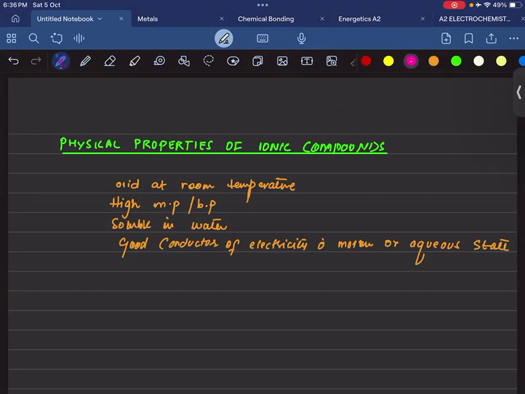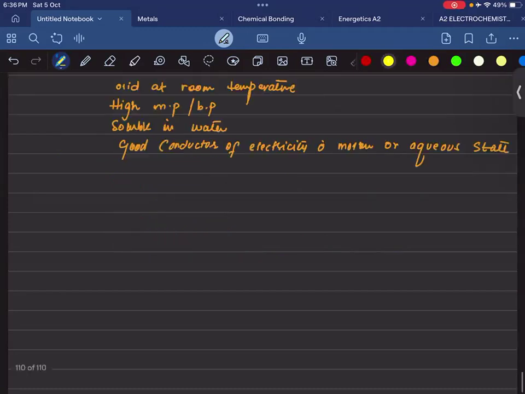But in fact, when they are in the solid state, they are bad conductors of electricity. Let me explain why this is so. First of all, why are they solid at room temperature and pressure, and why do they have high melting point and boiling point? That is a very important thing to know.